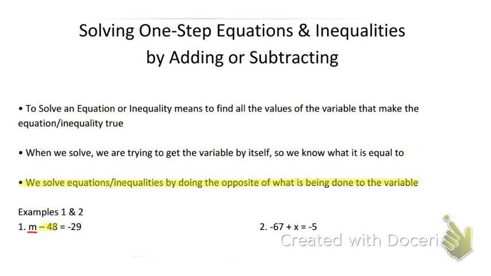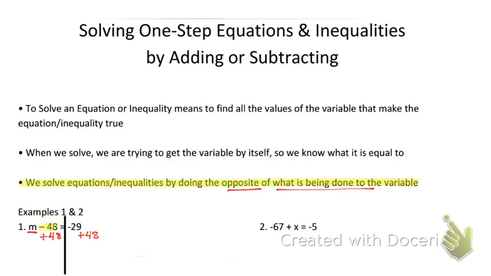Based on what it says in this sentence, you have to do the opposite of what's being done to the variable. Well, the opposite of subtracting 48 would be to add 48. So what you now need to do is add 48 to both sides of this equation. And when I say both sides, I am referring to sides of the equal sign. Left side of the equal sign, right side of the equal sign.